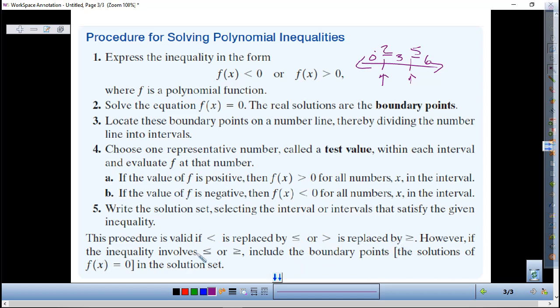However, if the inequality involves those, you must include the boundary points equaling 0 in the solution set. So that just means if you're doing interval notation, you're going to use brackets instead of parentheses at those values. Not at infinity though. Remember, that's never going to be a bracket.